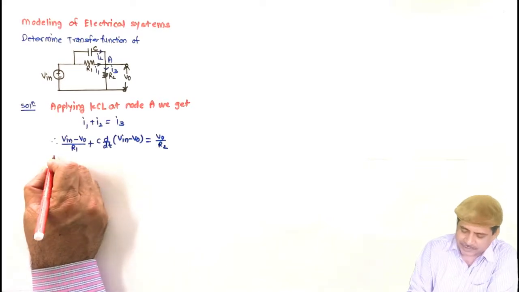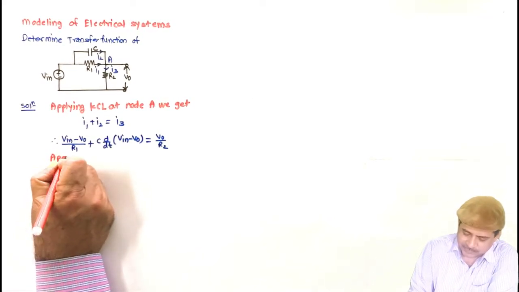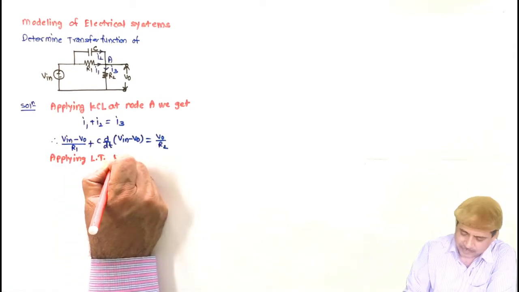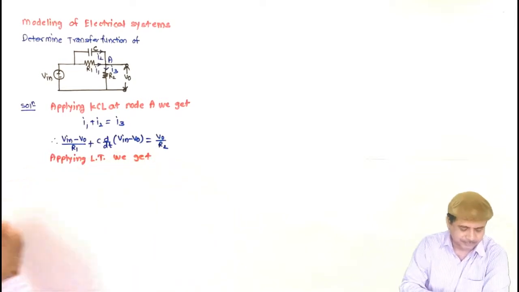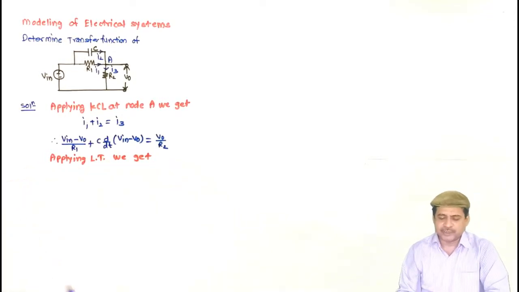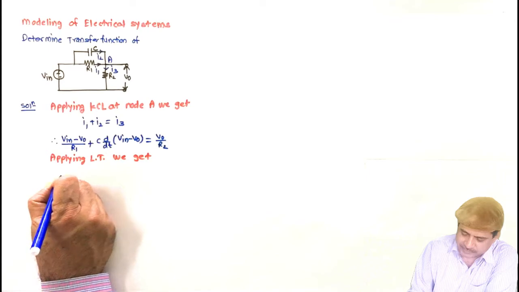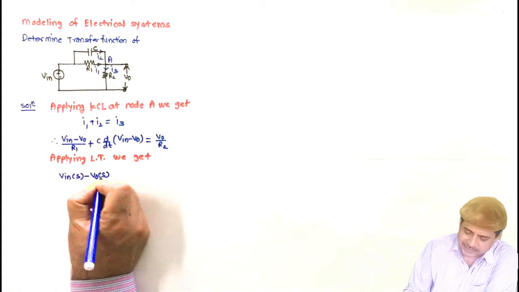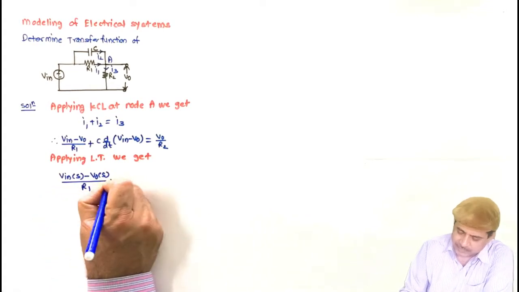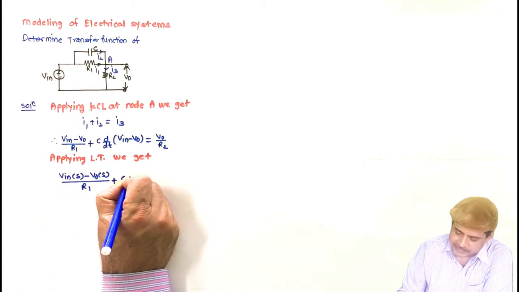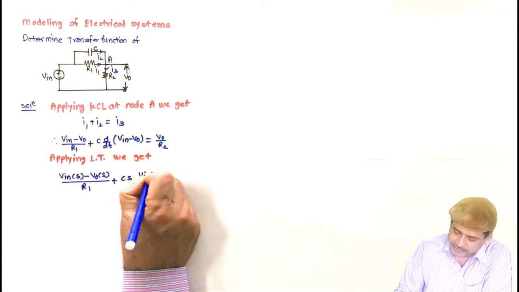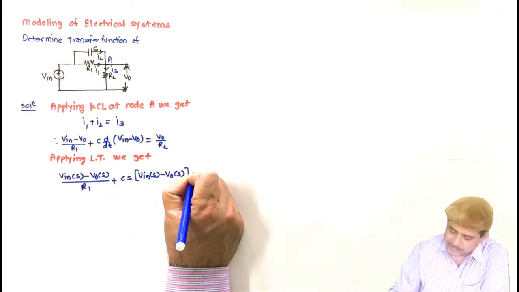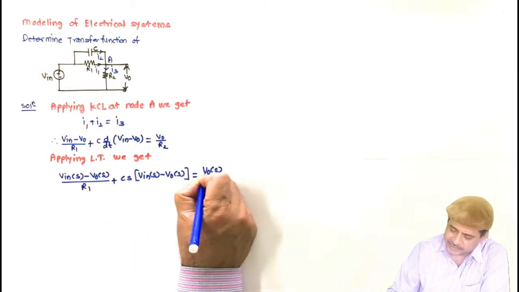And now let us apply the Laplace transform. Applying the Laplace transform, what do we get? This will be V in of S minus V output of S by R1, plus CS times V in of S minus V output of S, equal to V output of S by R2.